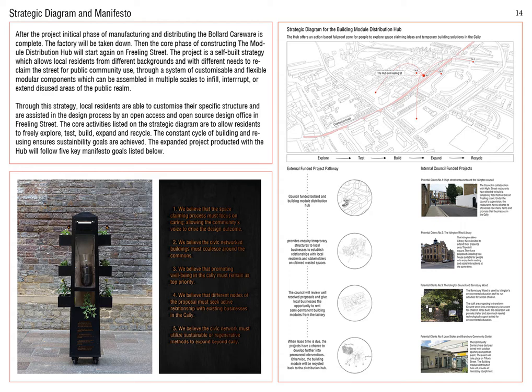This is achieved by taking down the factory and replacing it with the module distribution hub. The core activities of the distribution hub are listed on the strategic diagram, and these are to allow residents to freely explore, test, build, expand, and recycle.